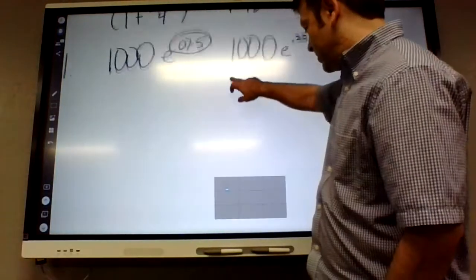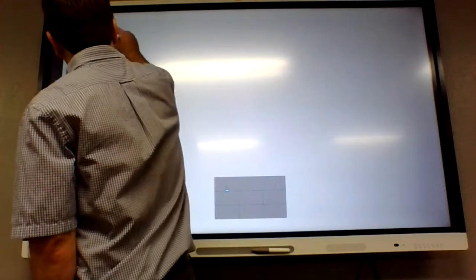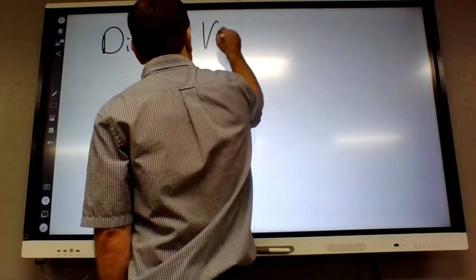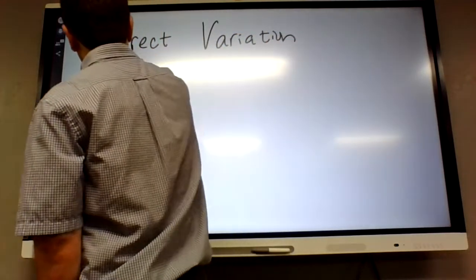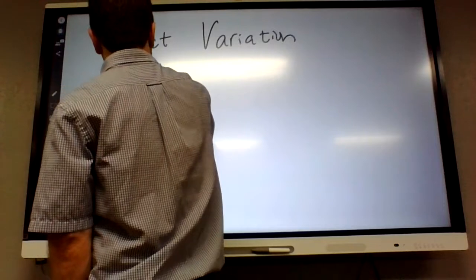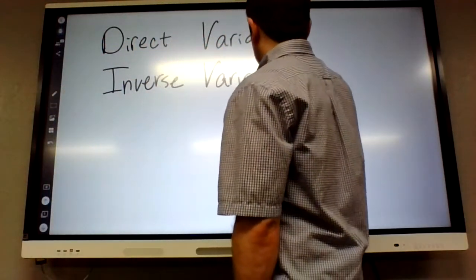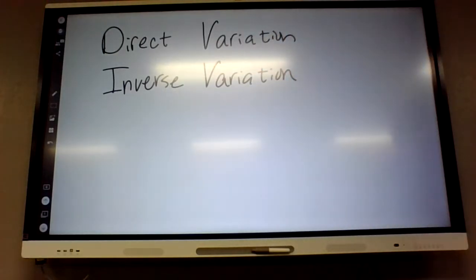So today we're talking about direct and inverse variation. Both of these have to do when you have two different variables and how they relate to each other.